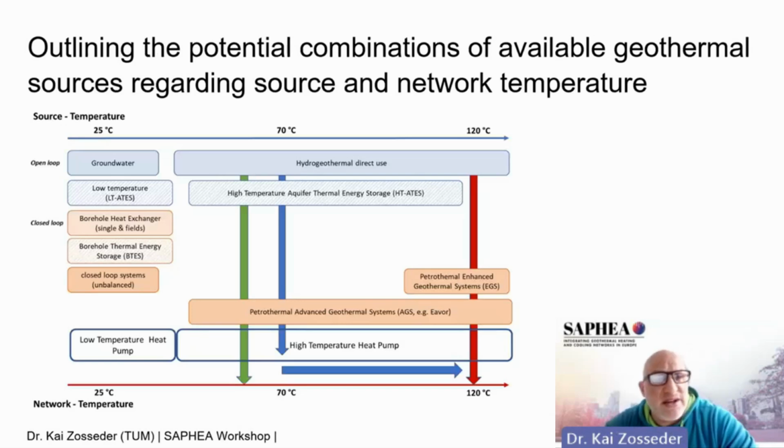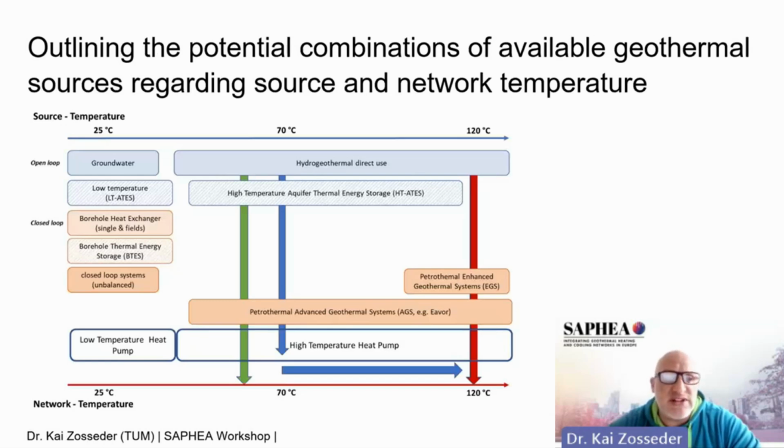So what we did in the SAPHEA catalog is we tried to make some scenarios for specific grids and geothermal linked to these grids. What you see here is a source temperature at the top and a network temperature at the bottom. And on the left side, you see a lot of different geothermal sources and also storage systems, which you can use for the network.